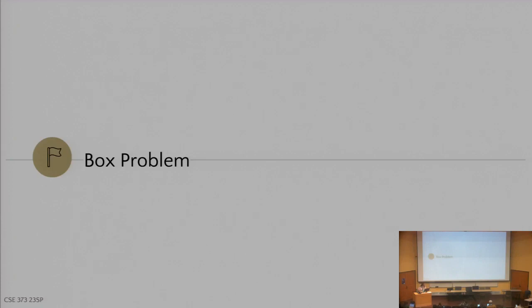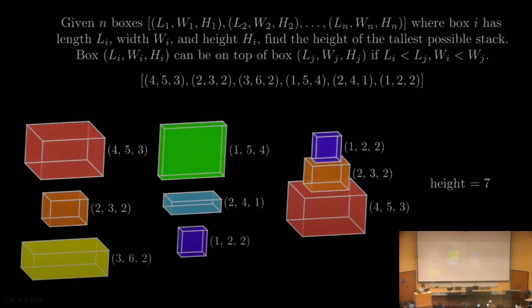So this is the box problem. Essentially, in this problem, you are given n number of boxes, and this is just a list that is your input. Each box has a length attribute, a width attribute, and a height attribute. Given this list, we want to find the height of the tallest possible stack. You can only stack a box on top of another box if the width and the length of the box on top are strictly smaller. So if the box on top has the same length as the box below, say they both have length 2, you cannot stack that.